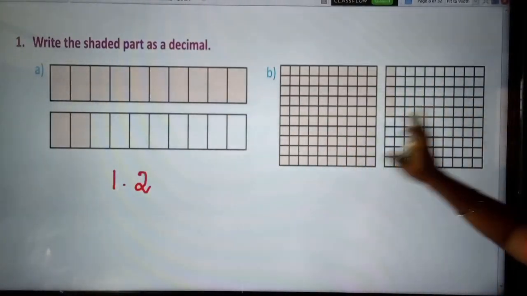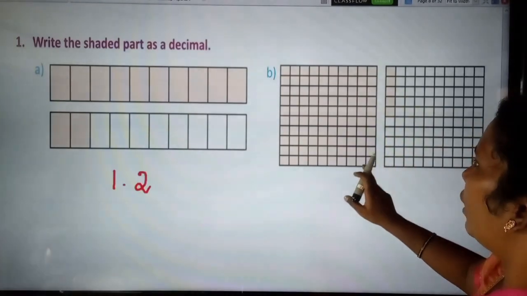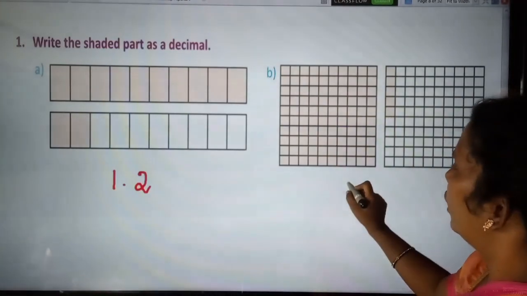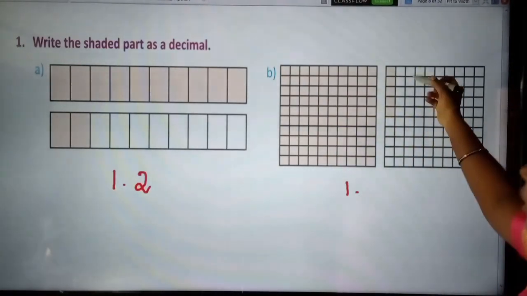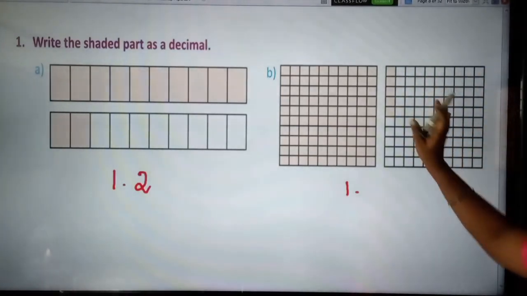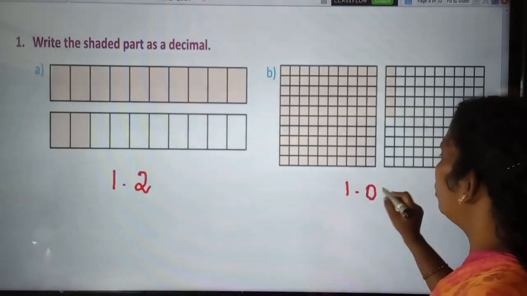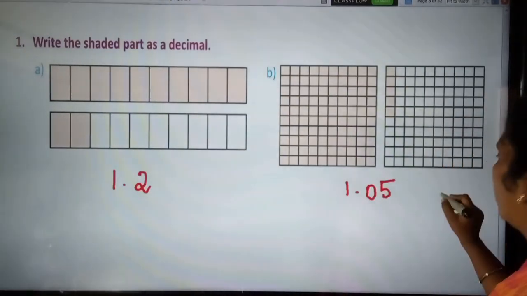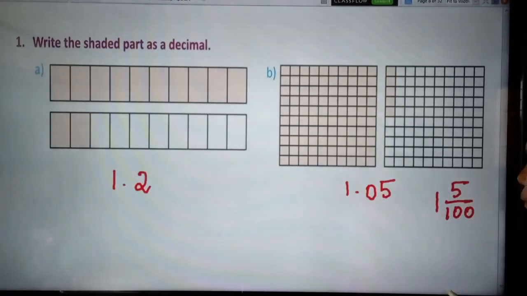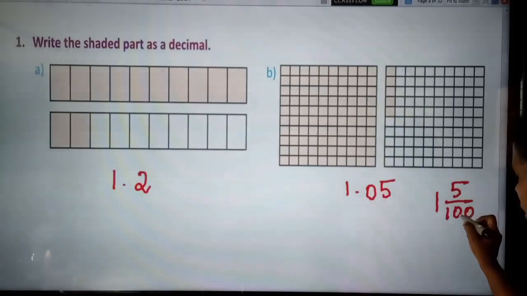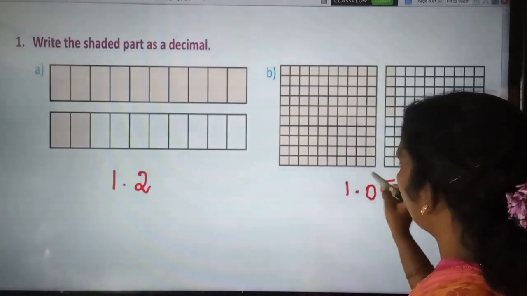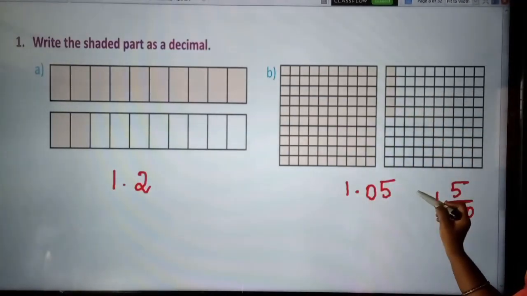Here, see children, the total part is divided into 100 parts. Hence, everything is shaded, fully covered. So we can put this as 1. Here, look: 1, 2, 3, 4, 5. 5 parts are shaded out of 100 parts. So when we write this, we write 0.05. What does this mean? We say 5 parts are shaded out of 100 parts. Here there are 2 zeros in the denominator, so we have to put the decimal point before 2 numbers. Hence we are writing like this: 1.05.